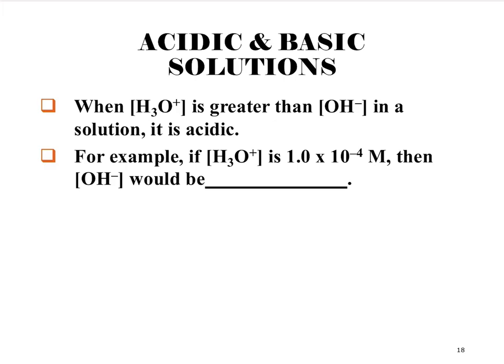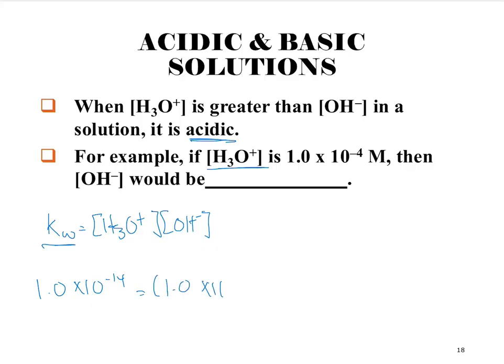And when H3O plus is greater than the OH minus in the solution, we define that as acidic. So if we have a concentration of H3O plus that is 1.0 times 10 to the minus 4 molar, then the concentration of OH minus has to be such that when you multiply them together, they are equal to what? Our relationship is that Kw is equal to H3O plus times OH minus. Which means that if you're given the H3O plus value, this value is always the same. So this is going to be 1.0 times 10 to the minus 14 is equal to 1.0 times 10 to the minus 4 times OH minus.